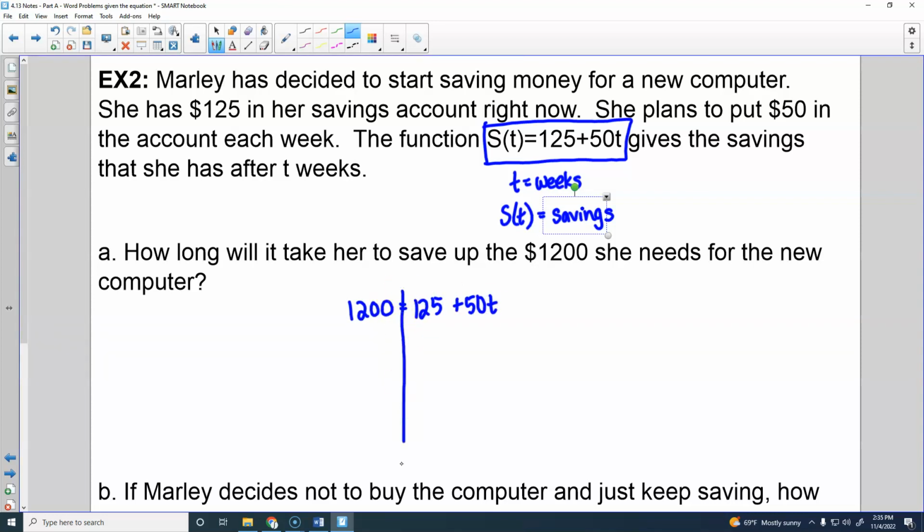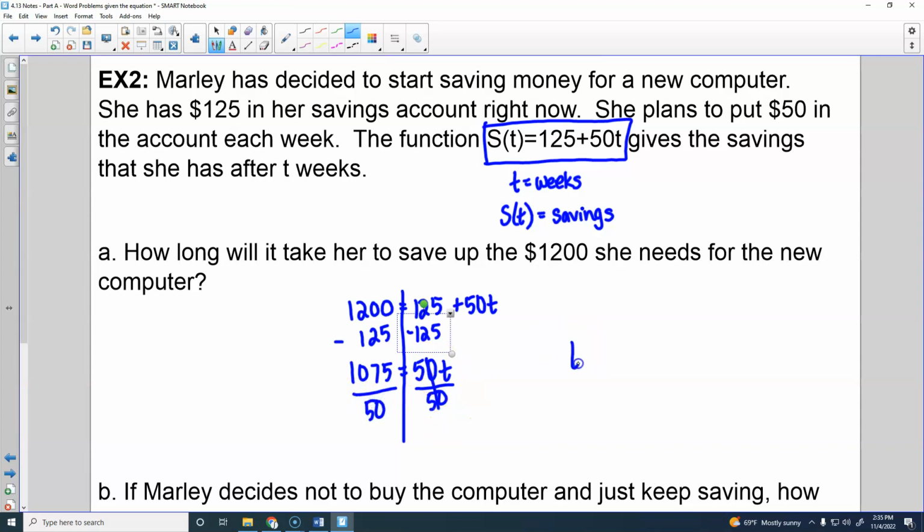All right, Haley, tell me how to solve that. How would I get that T by itself? Not the 50. It's closest to the T. I want to get rid of that 125 first. So I'm going to subtract 125. That is going to give me 1,075 equals 50T. And then what would I do after that, Haley? Divide it by 50.